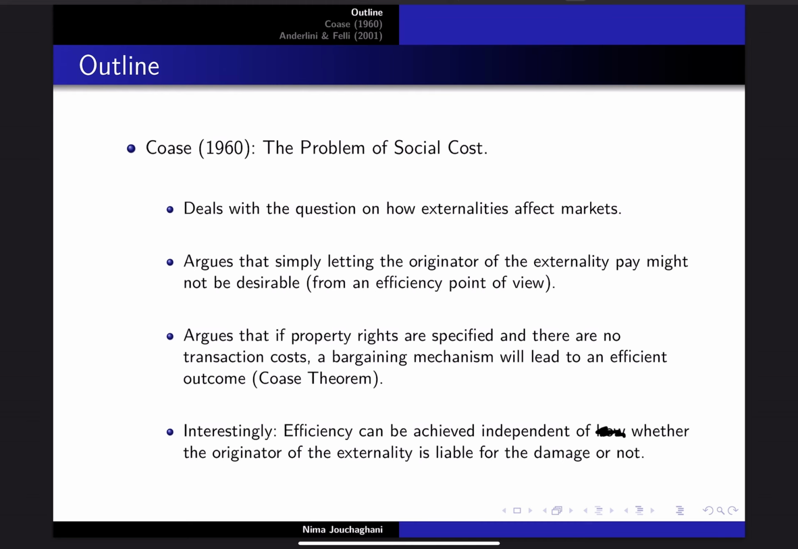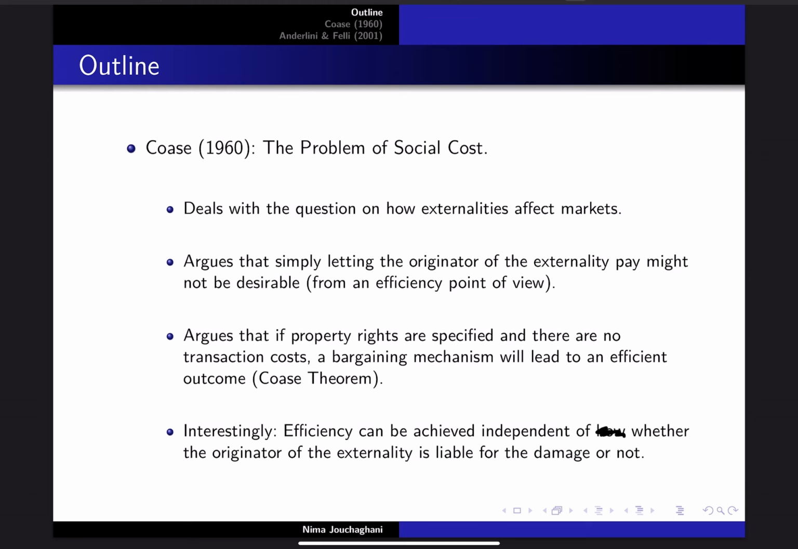Yeah, so we need to have clear property rights, so it needs to be clear who has to pay whom. But for efficiency, it doesn't matter who is paying whom, but somebody needs to pay the other party. It doesn't matter which side of the party it is. It just needs to be clear that somebody has to pay it. And that's quite interesting.